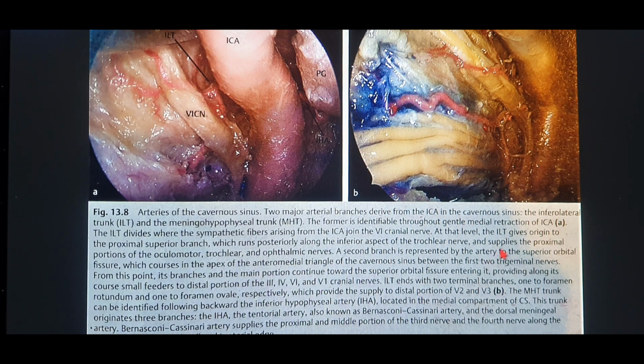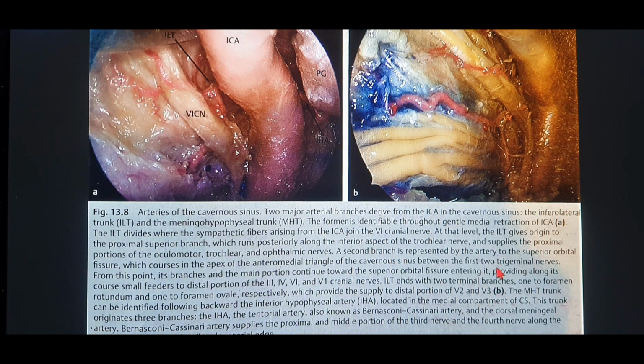Okay, so also it has got a proximal superior branch, which I showed you right here, which runs posteriorly along the inferior aspect of the trochlear nerve. Now, that's the lateral wall. Now it will follow the inferior margin of the trochlear nerve right up to the tentorium behind, okay? And it's a posterior superior branch, and it will always follow the trochlear nerve inferiorly, okay? And supplies the proximal portions of the third, the fourth, and the V1 as well, okay, as I said some time back. So the second branch, as I said, is the anterior inferior one.